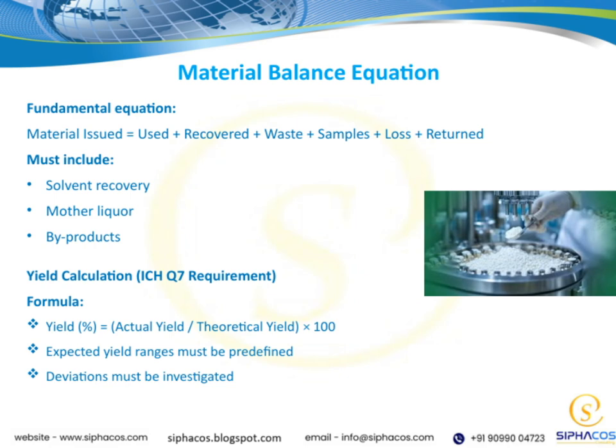Moving on to yield calculation, which is a crucial measure of process success. The formula is straightforward. Yield percentage equals the actual yield divided by the theoretical yield, multiplied by 100. It's vital to have predefined expected yield ranges so we can benchmark our process. If the actual yield deviates from these ranges, it's a signal that we need to investigate potential issues. This approach aligns with good manufacturing practices and helps ensure quality and consistency in our production. Overall, understanding these concepts is key to optimizing our processes and maintaining compliance with regulatory standards.